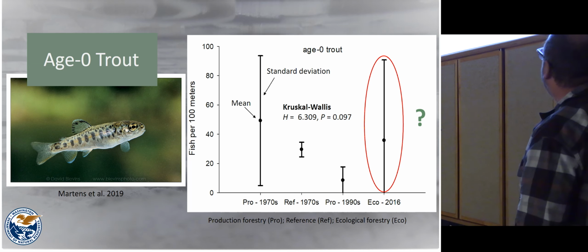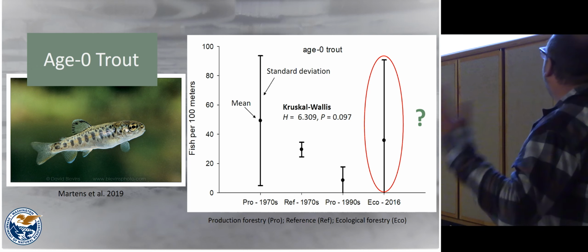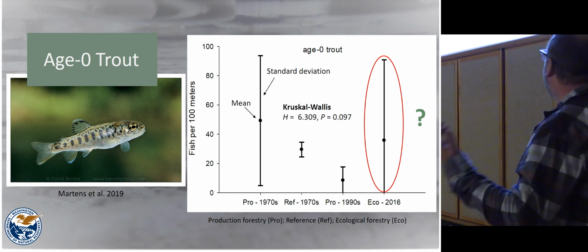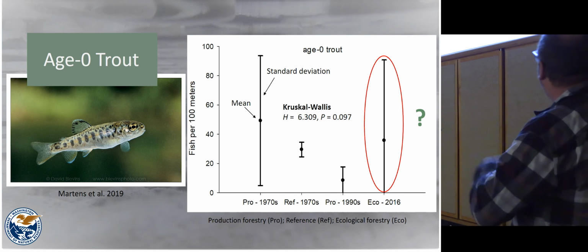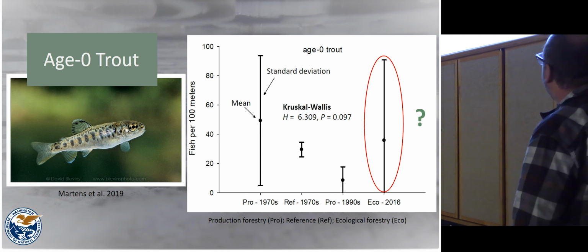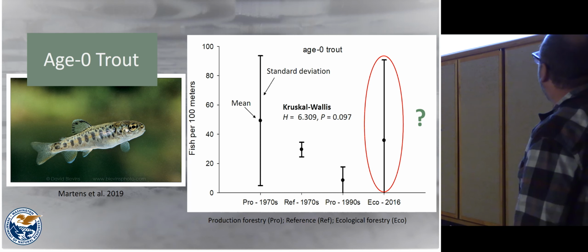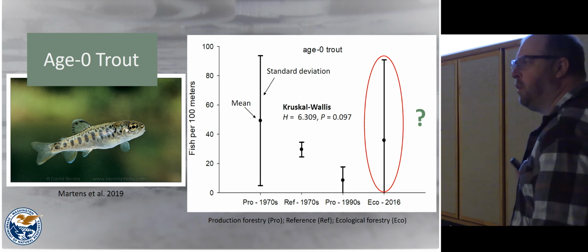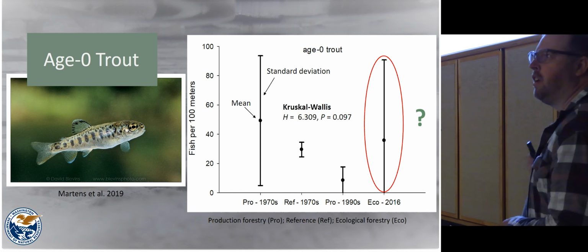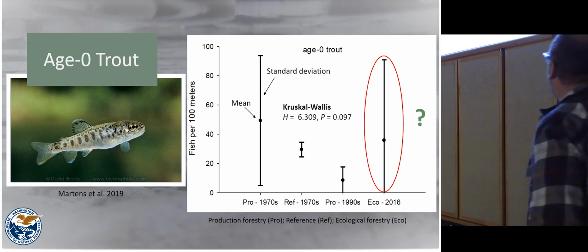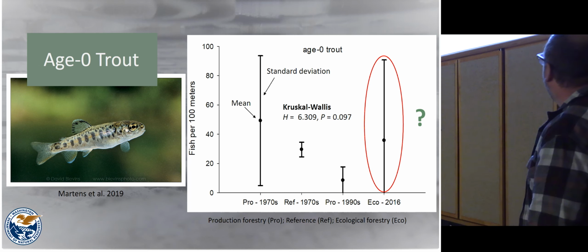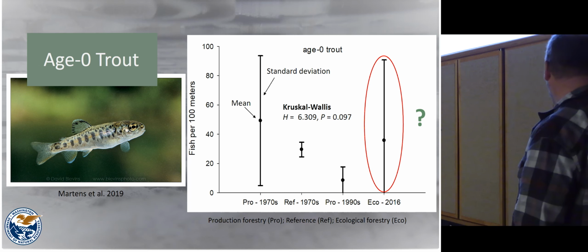So the dot represents the mean, the lines are 1 standard deviation. Our y-axis, we have our metric, in this case, fish per 100 meters. And then on the x-axis, we have our different categories. So we have production forestry, our reference forest, and ecological forestry, which is what we're calling our time period since the adoption of the Habitat Conservation Plan. When I have enough data, I also separate it into time periods.